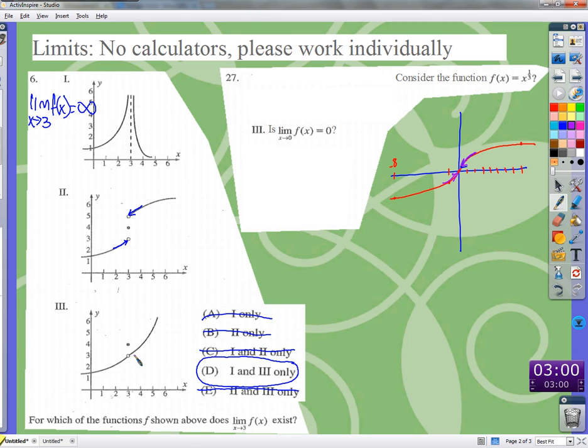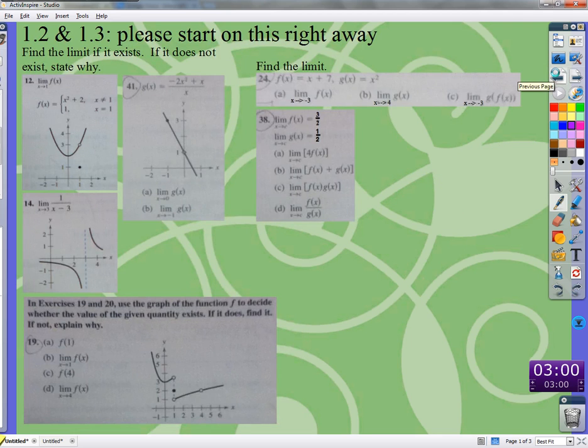Okay, and you can hold on to those. I had trouble with the homework quiz, so it looks like this. You can't read that. Okay.